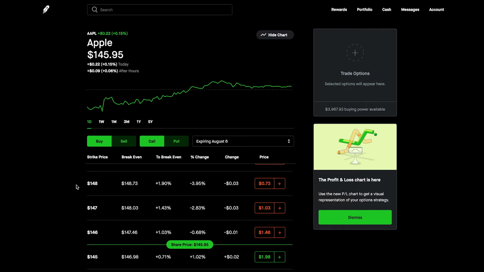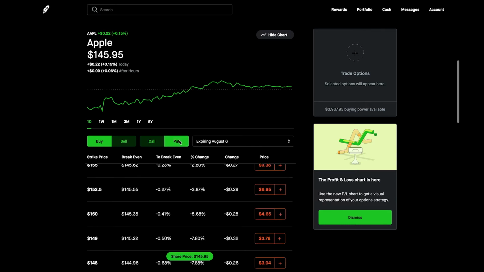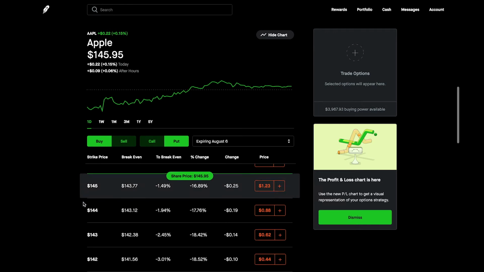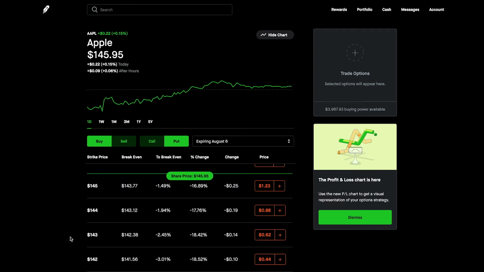Now on the put side, if we click on put options, it's the exact opposite. Anything below the current share price are all out of the money.